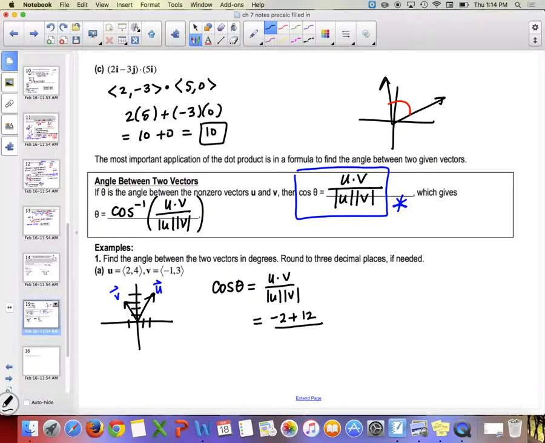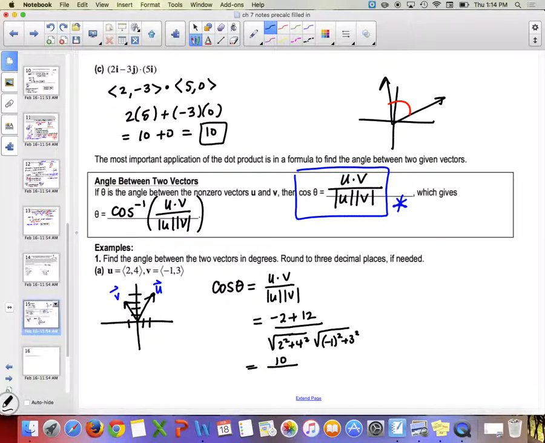Right? I did the first two components multiplied, last two components multiplied, added. All right, the magnitude of u is going to be 2 squared plus 4 squared. Maybe I'll write that out so you guys can see it. And the magnitude of v is going to be negative 1 squared plus 3 squared.